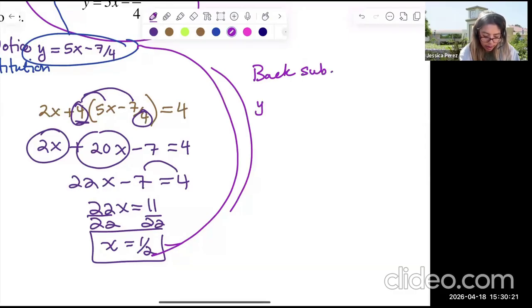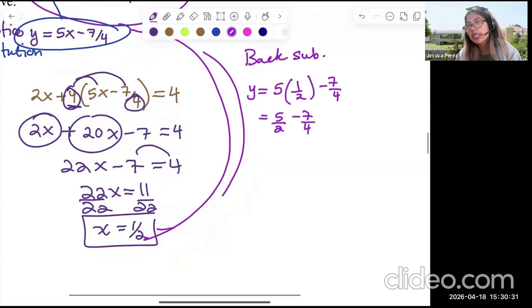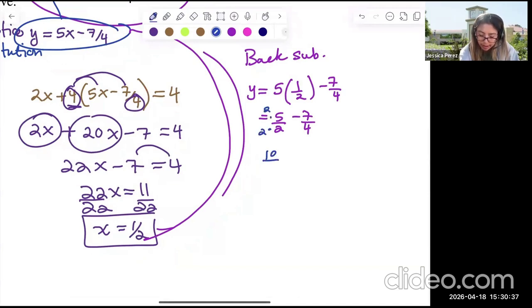So I have y equal 5 times x, which is 1/2, minus 7 over 4. But this is 5/2 minus 7 over 4. Now, when you subtract fractions, you need a common denominator. That means I'm multiplying the top and bottom by a 2. And this changes as 10/4 minus 7/4. That gives me a total of 3/4.